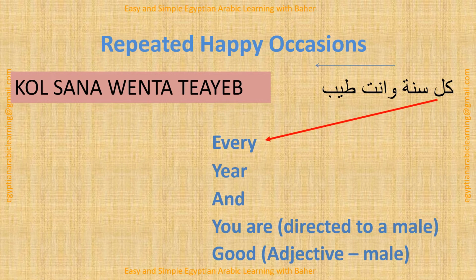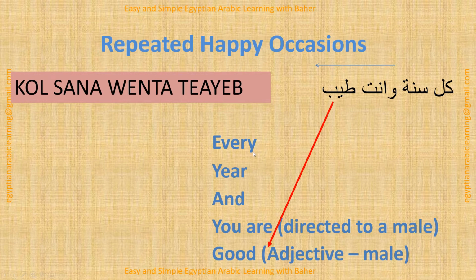Kul is every. Sana is year. This is very important here. This small letter, waw, is and. This is a very important letter. و يعني and. انت is you for a male. طيب, good. Also an adjective for a male.